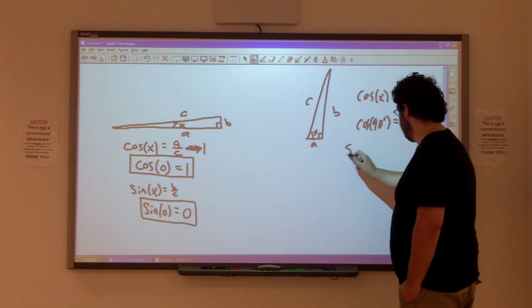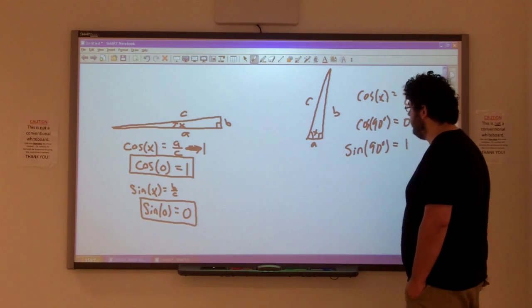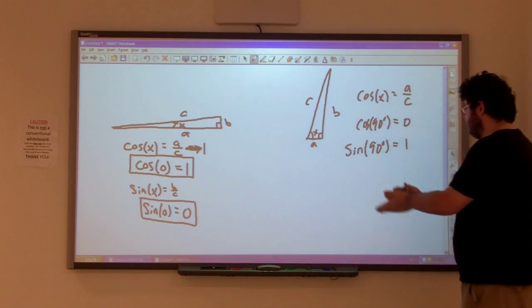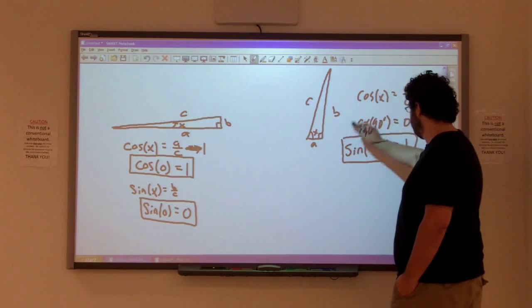And the same argument can be made for sine of 90 that we made before, but this is going to go to 1 because B and C are going to approach being the same line. Okay, so now we have these values.